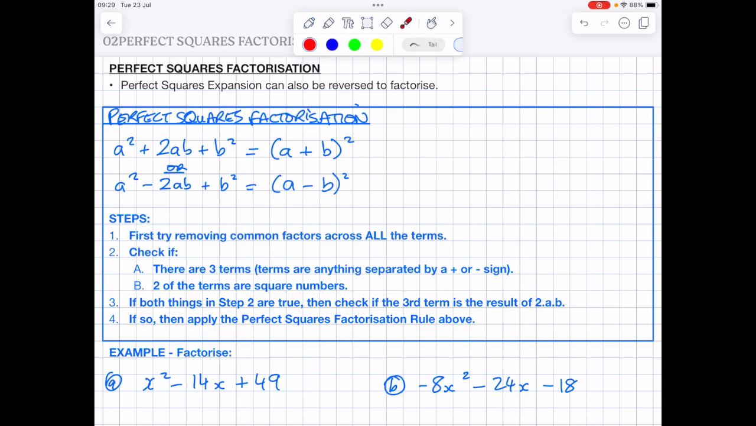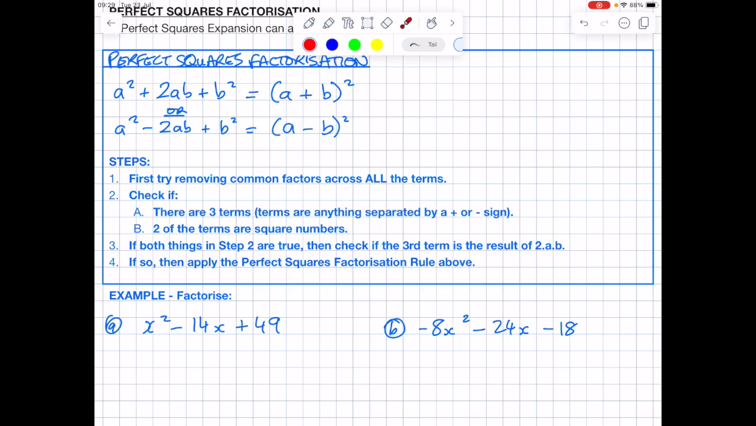So the rule that you have is, if I have something a squared plus 2ab plus b squared, that can factorize to a plus b in brackets all squared. Same thing if it's a squared take 2ab plus b squared, it factorizes to a take b squared.